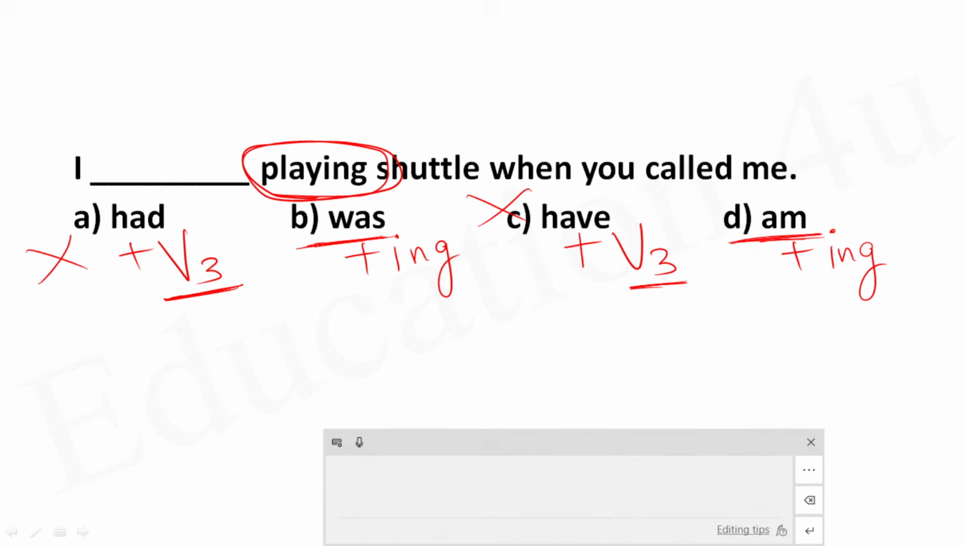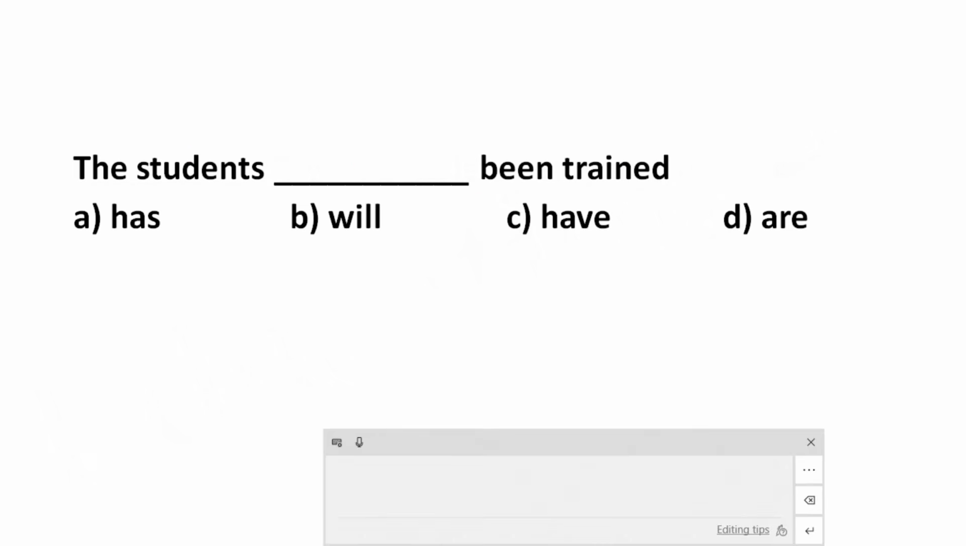If you see here, the given sentence is completely in the past tense. So now was is the decent option. I was playing shuttle when you called me is the right answer. Let's move ahead to the next question.